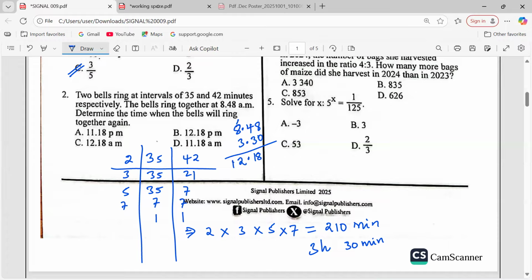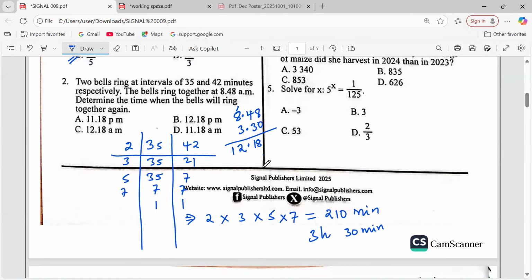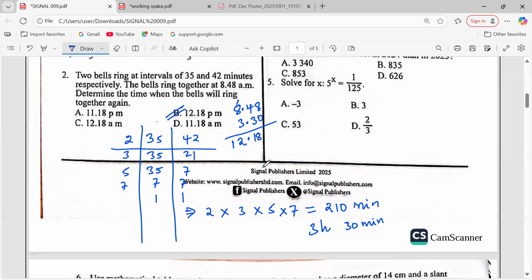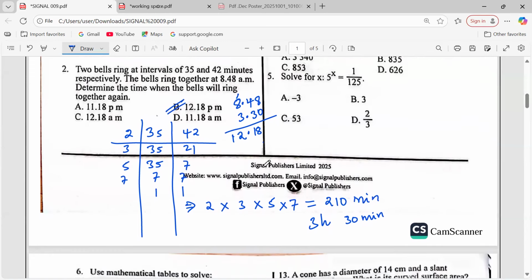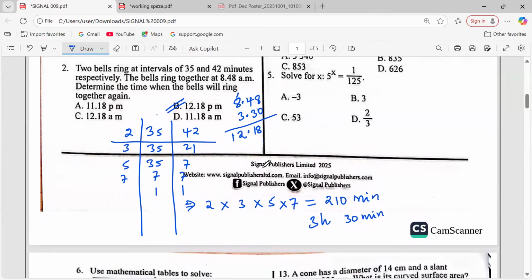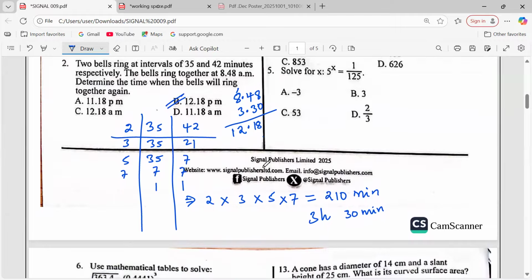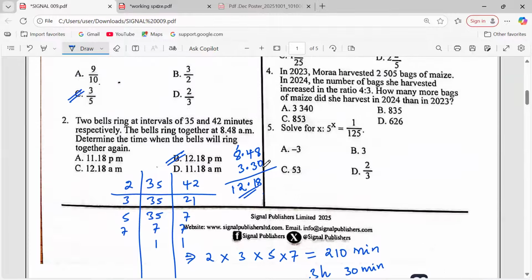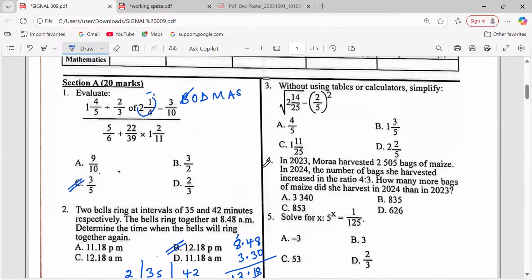So 12:18 in the PM, because we are already past midday now. So that is simply what shall happen. We simply add, and we can see that B is the right answer.